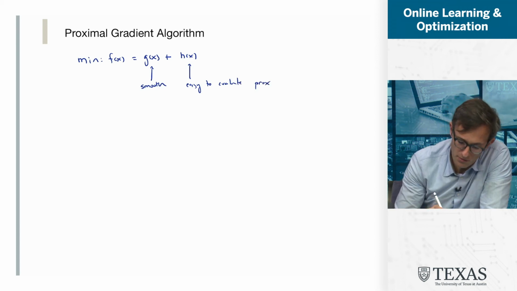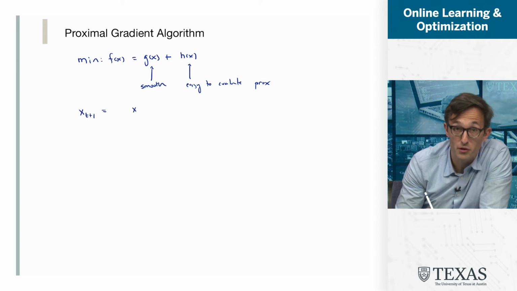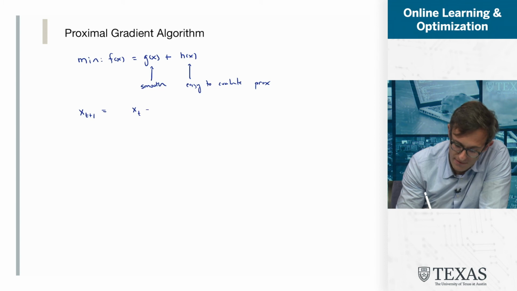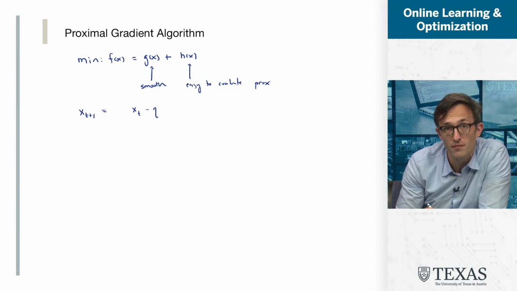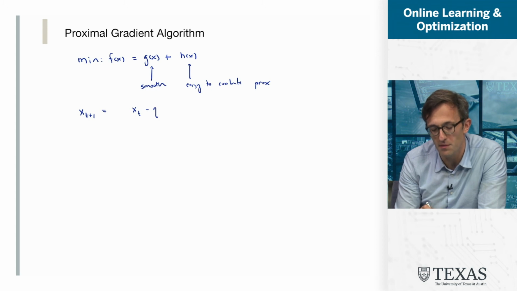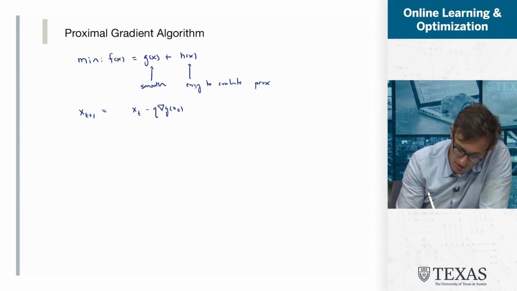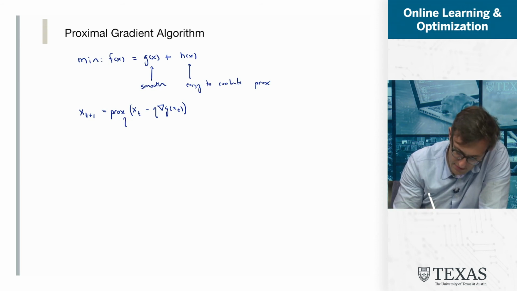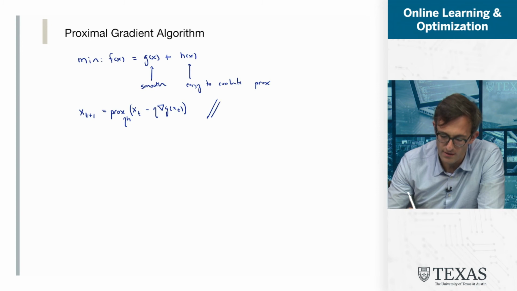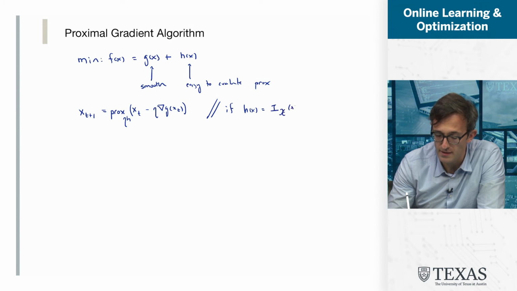And my algorithm that I'm going to use is x_{t+1} is equal to, so what was our usual gradient descent algorithm? x_{t+1} was equal to x_t minus eta times the gradient of f. But f is no longer smooth because it's the sum of g and h. So it's the gradient of g at x_t. And all of this, I apply the prox operator of eta times h.